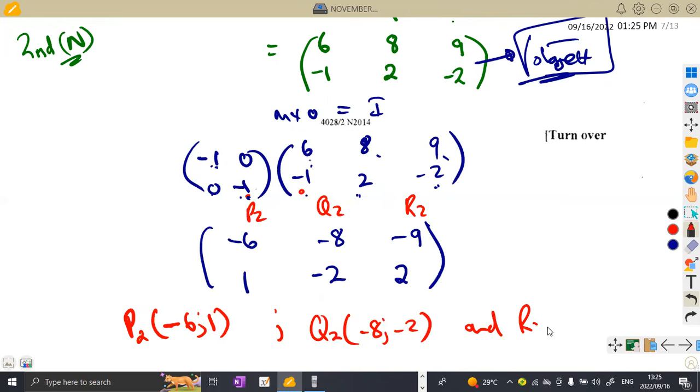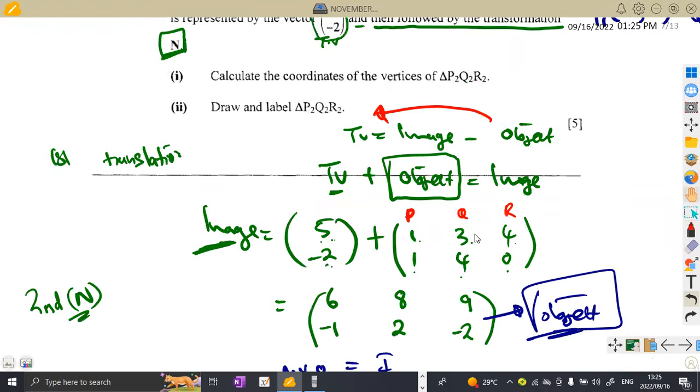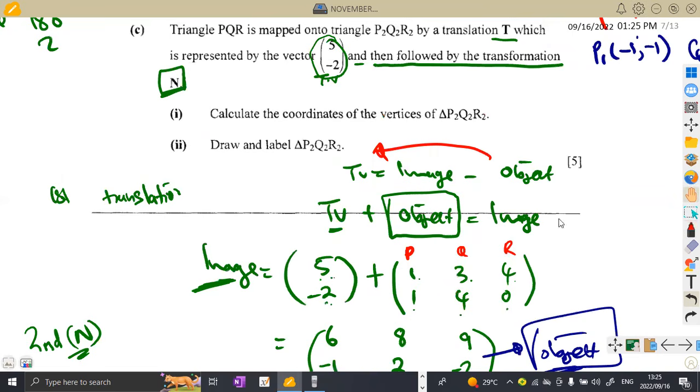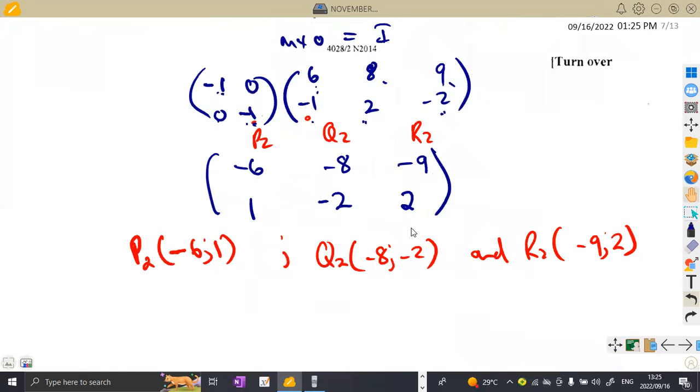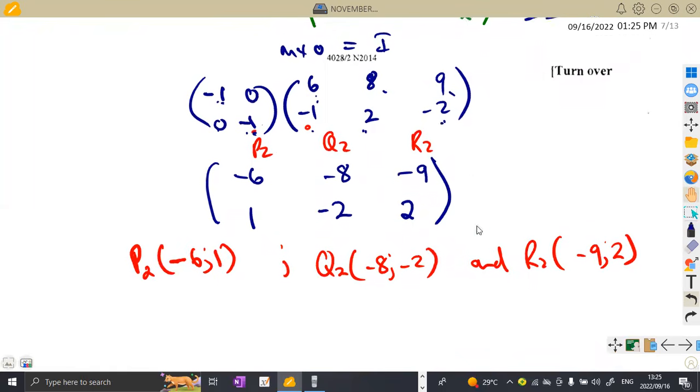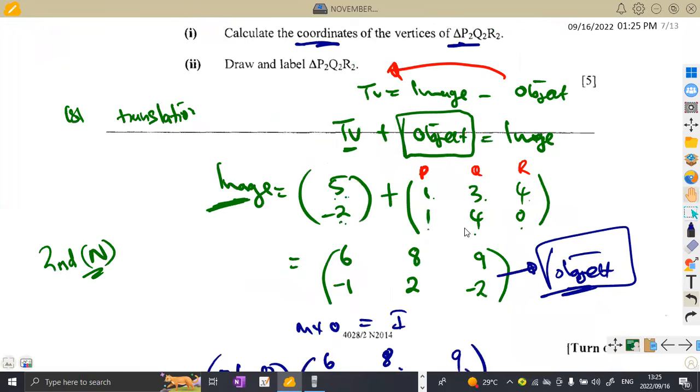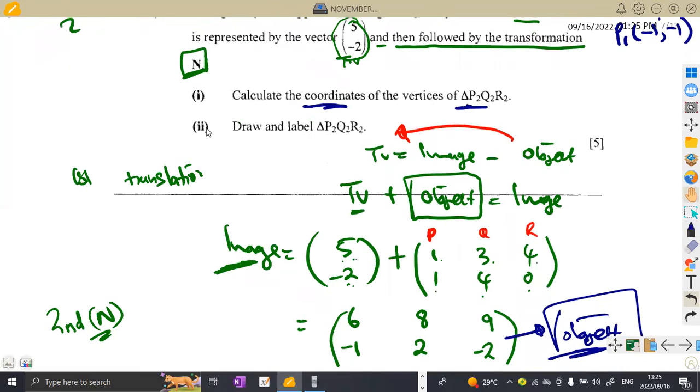And our R2 is going to be negative 9, 2. Okay, so the question was to calculate, guys, you must answer the question. The question is asking you to calculate the coordinates of the vertices. So these are the coordinates that we have listed here. These are the coordinates, okay? So it's done. Then the last part now is to draw that triangle P2, Q2, R2.